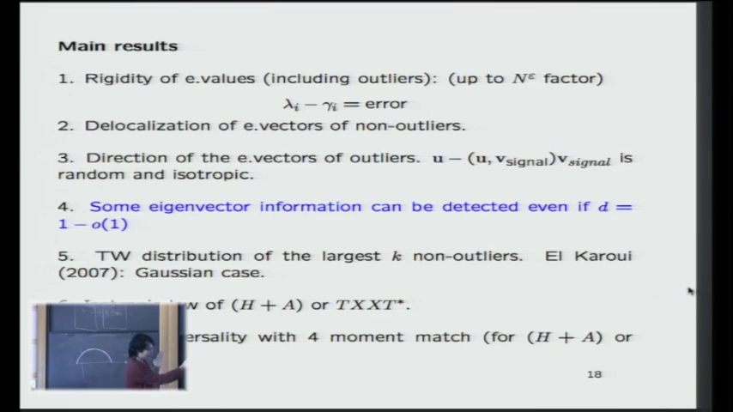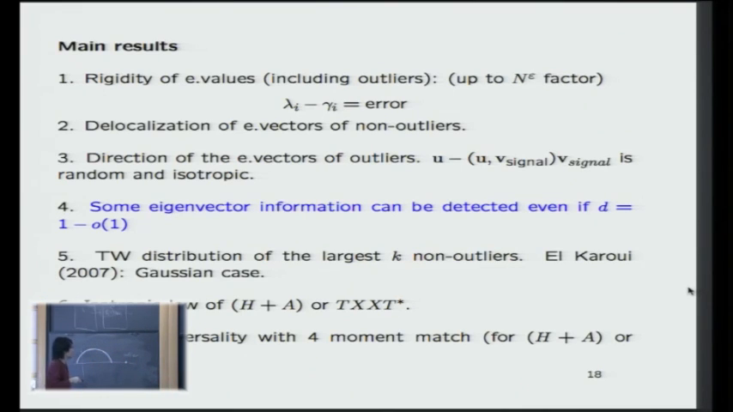It then holds in the direction of the signal, but delocalization still holds for all the directions which are orthogonal to the V signal. Right? In the V signal direction the projection is fixed, but in all the other directions, it's still delocalized. I have seen this result. Okay, now let me answer this question. This is something new and very surprising to us. We did not know this before.